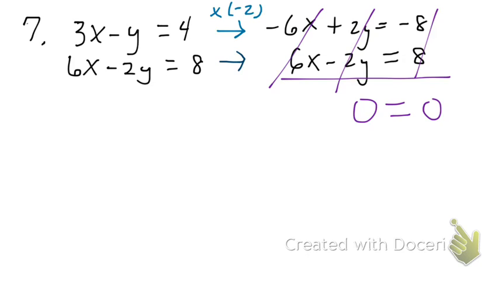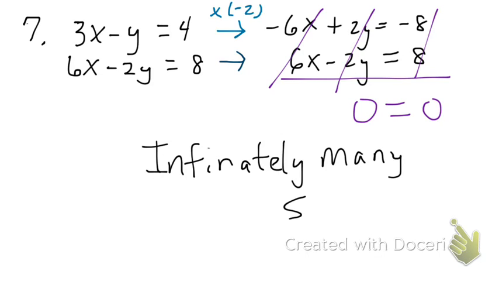Now, when everything falls out like this, that's an indication that these are the same line. In fact, if you multiply the first equation by 2, it will be the same as the second equation. So they're the same equation, and this is the case where if you were to graph these, you have the same line. So our solution is infinitely many solutions. Let's move to our last example.